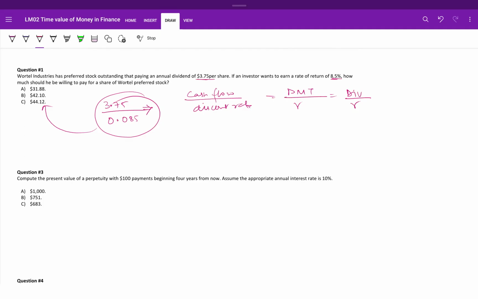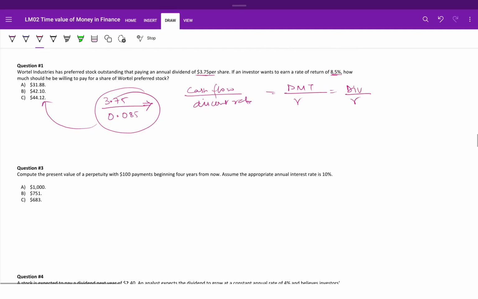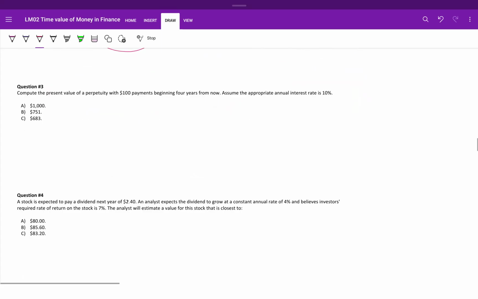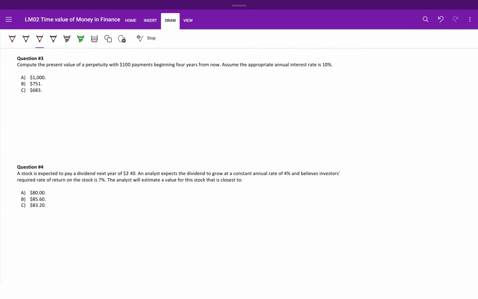Okay, so question number three. This is the next question now. Compute the present value of a perpetuity with $100 payments beginning 4 years from now. This is time zero, then 1, 2, 3, and 4, and this is where the perpetuity will start, from this point forward.